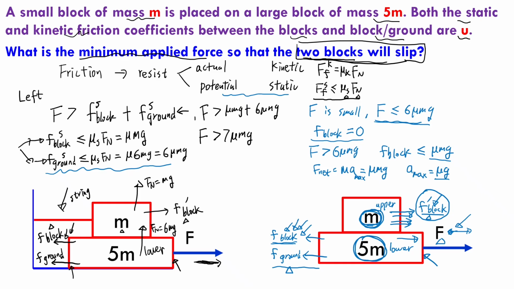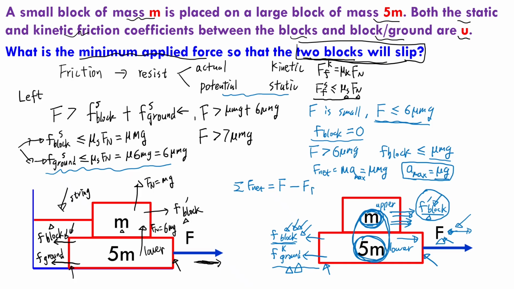So then how do we determine this critical force? That's very straightforward. We know this critical force happens when the lower block and the upper block move with this maximum acceleration. So if we consider small m and 5m as a whole system, then we know the net force on them equals the applied force minus the kinetic friction from the ground. Because now small m and 5m are going to move together to the right. So there is relative motion between the lower block and the ground.